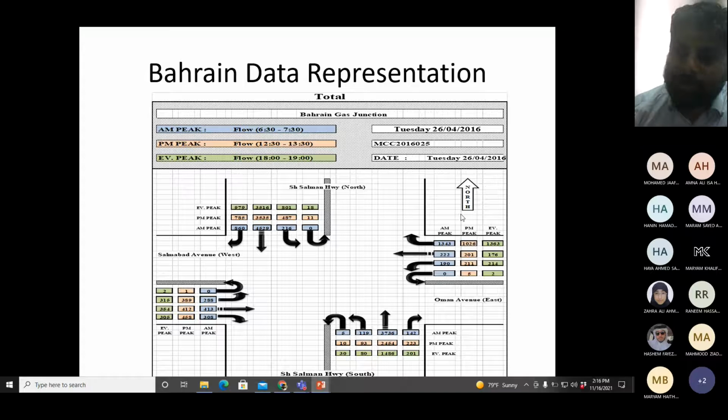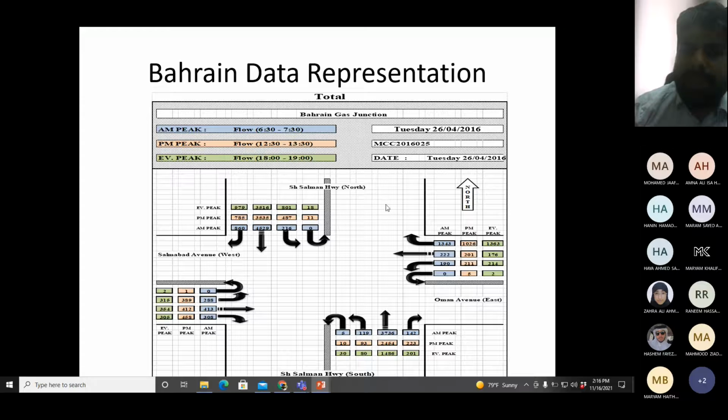Then you see the north arrow. You see the sketch of the intersection here. So this is the intersection between Sheikh Salman Highway, Salmabad Avenue, and Oman Avenue East. So on each side you see some boxes, and boxes are in different colors. Each color represents a different peak hour. So blue is for the AM peak hour, pink is for PM, and green is for evening.